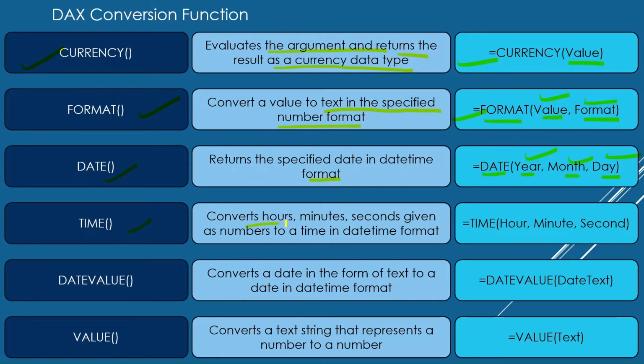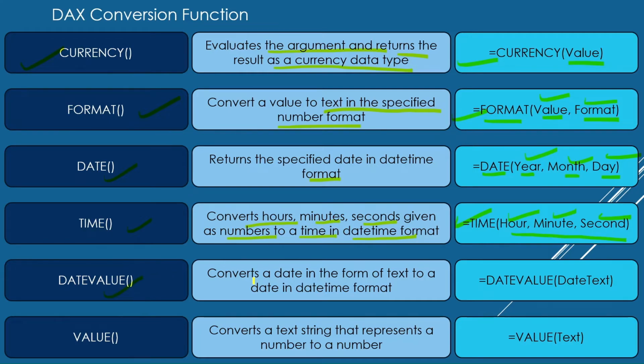Another is TIME, which converts hour, minute, and seconds given as numbers to a time in date time format. Suppose we have hour, minute, and second in different columns, and we want to convert them into a single column with the date and time data type. With the help of the TIME function, we can achieve it. This is the hour, this is the minute, this is the second. Based on these three parameters, it gives an output as a date and time data type, which has hour, minute, and seconds as a value.